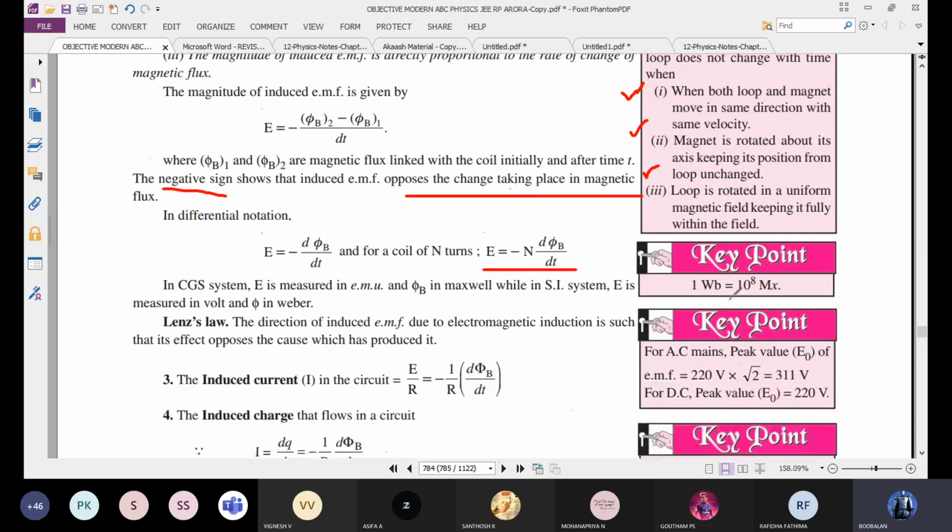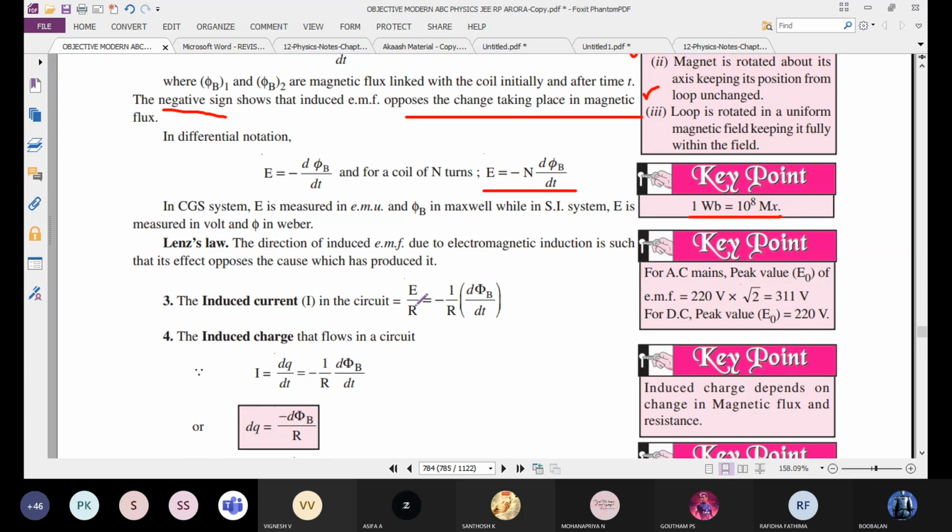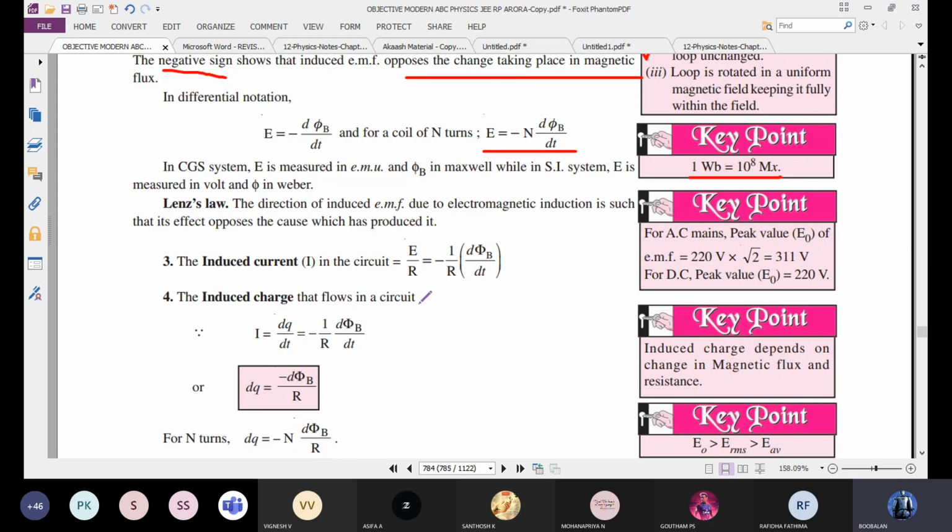Okay. So next, 1 Weber is equal to 10 power 8 Maxwell. Maxwell is the CGS unit of flux. The peak value of E naught is 311 volt, 220 volt into root 2. We will discuss it in the AC lesson, the peak value, RMS value, everything. But just note down the values alone. The DC peak value is 220 volt.